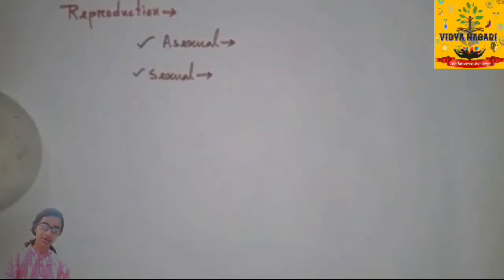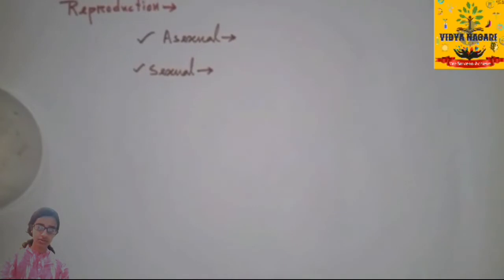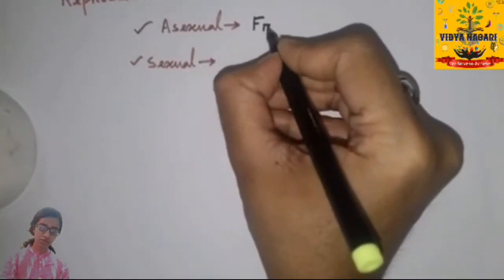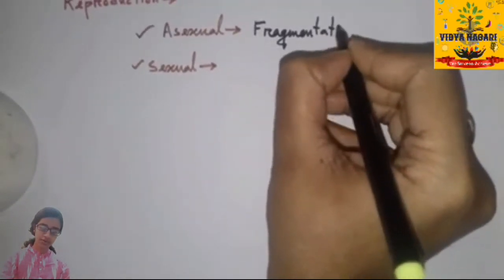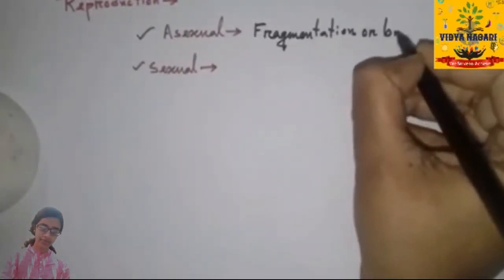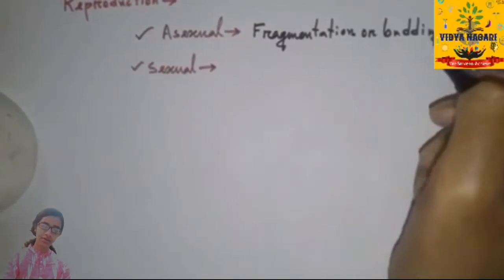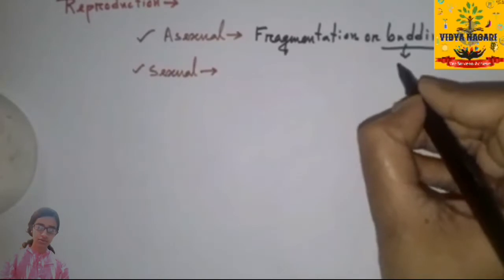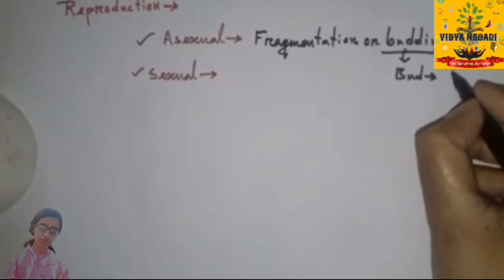Now their reproduction. They have both asexual as well as sexual reproduction. In asexual reproduction, there is fragmentation or budding. Their bud is known as gemma.